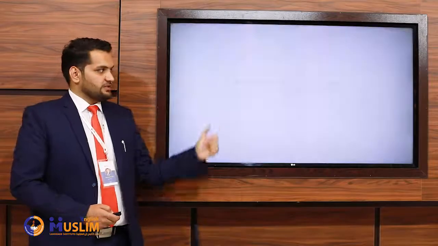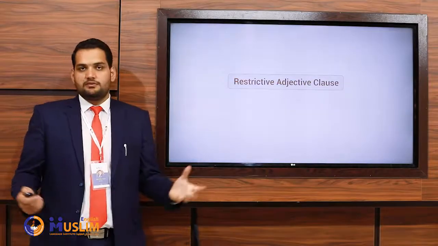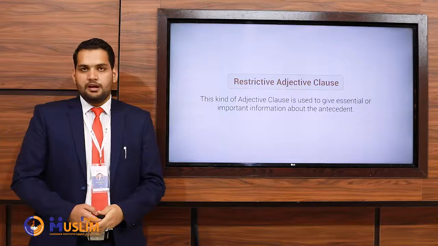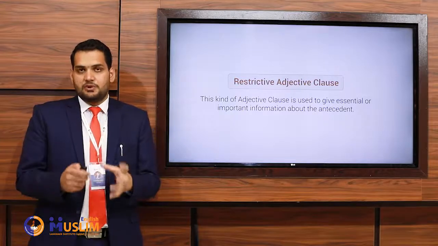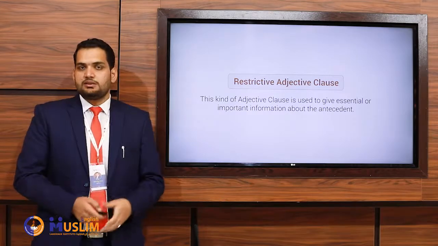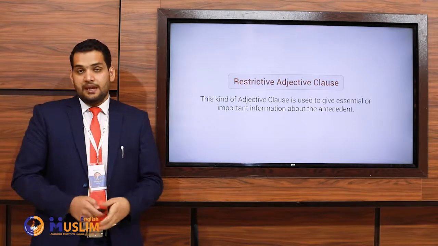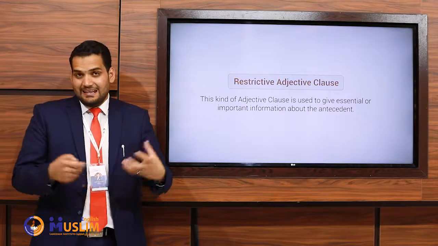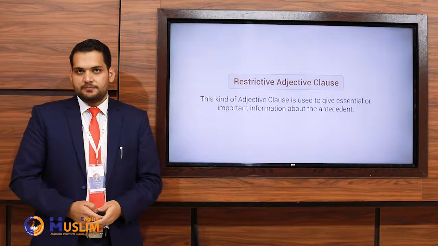Let's talk about the first one. What is a restrictive adjective clause? This kind of adjective clause is used to give essential or important information about the antecedent. The information that a restrictive adjective clause gives about an antecedent is very important to the meaning of the sentence. And if you remove a restrictive adjective clause from a sentence, clarity in the meaning is lost.